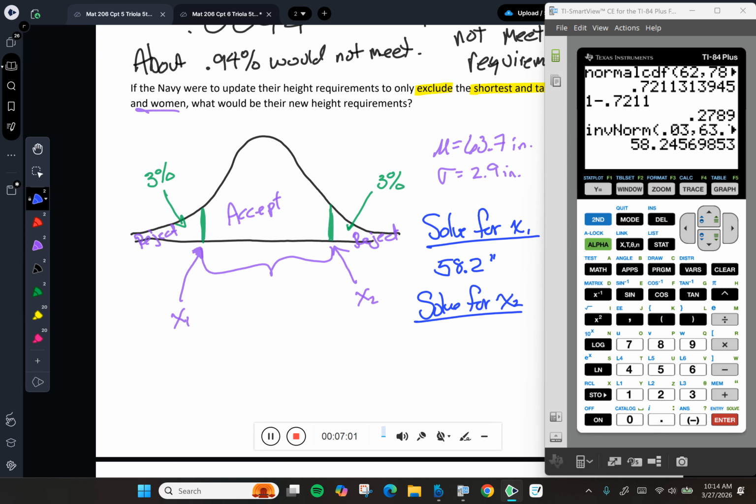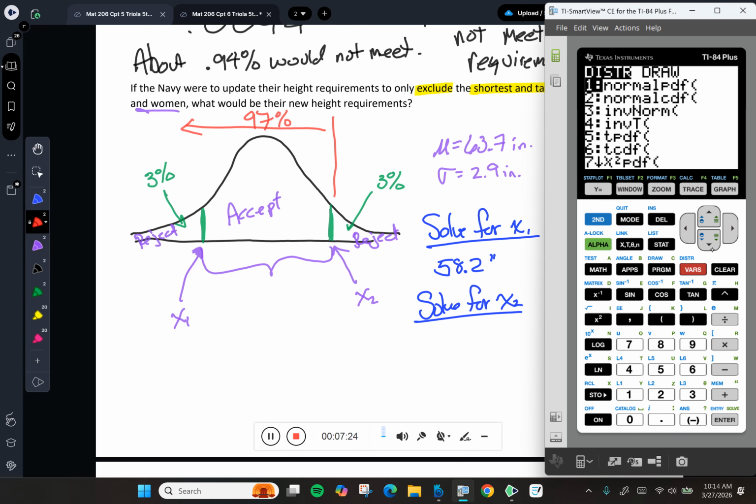Well, essentially the same way. The challenge is that whoever programmed this only ever programmed it to find left tail values. So to find this, we've got to do a left tail where that's going to be 97%. Do you see why it's got to be 97%? So I'll rerun that same command, but this time it's 0.97.